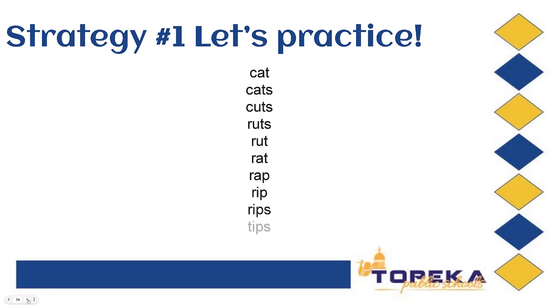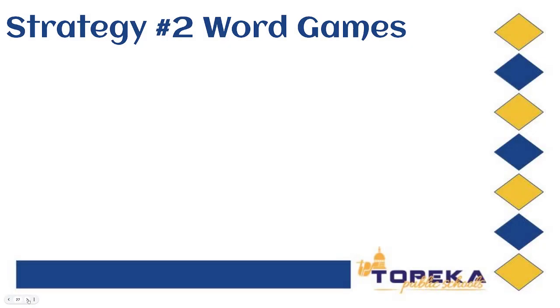And we would continue through. So how did you do on that? Were you able to word chain? And there are lots of lists out there that you can access that have these word chains already made for you. So word chaining is our first strategy. So our second strategy are simply different word games that you can play with students.